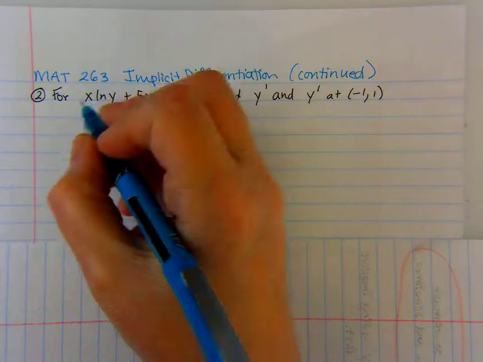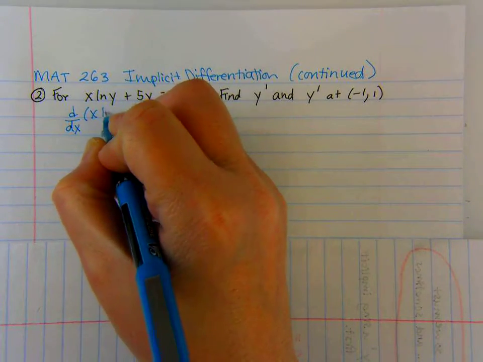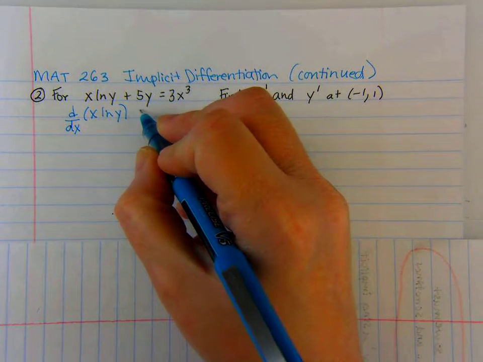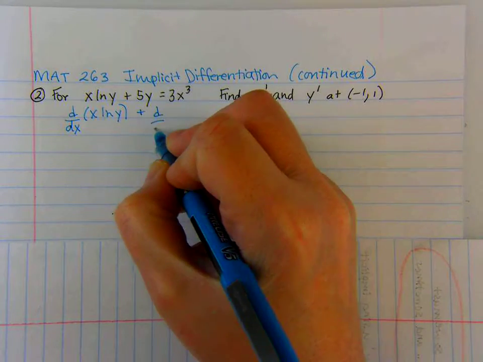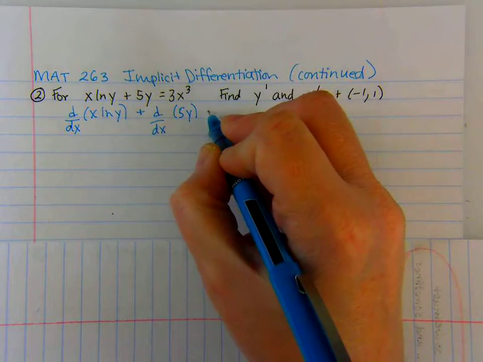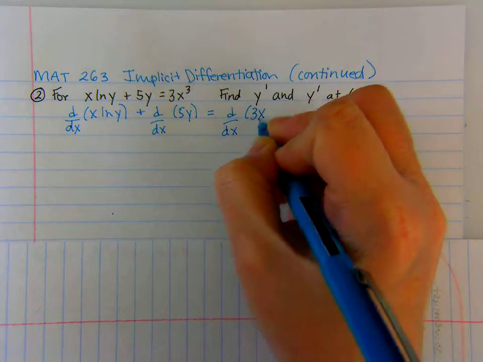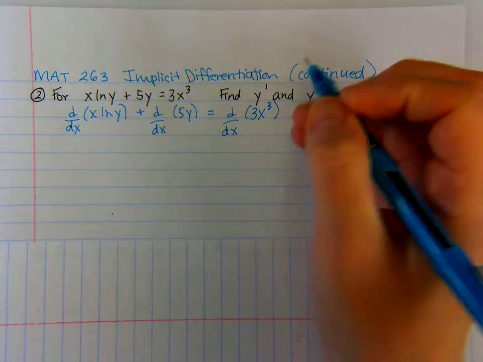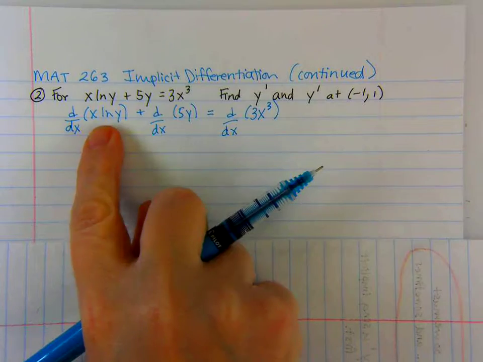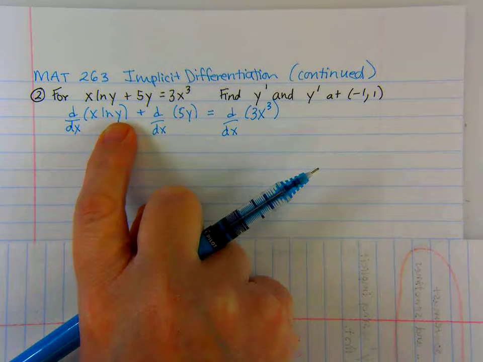Okay, so we're going to start by taking the derivative of each term. So we're going to take the derivative with respect to x of x natural log of y, and we're going to take the derivative with respect to x of 5y, and the derivative with respect to x of 3x cubed. Now, most of these are not too bad, but this is a function times a function, which will be product rule.